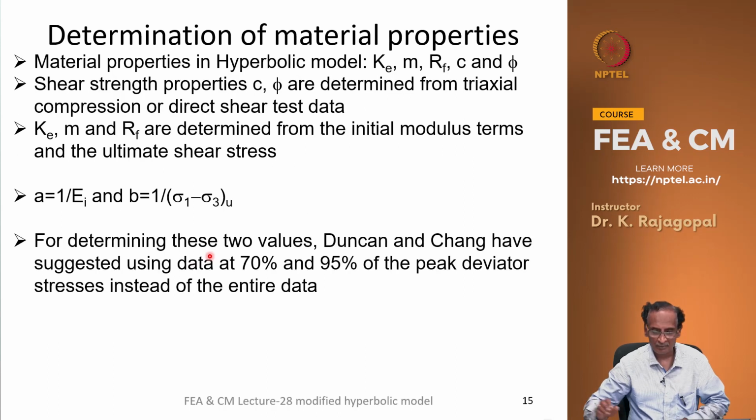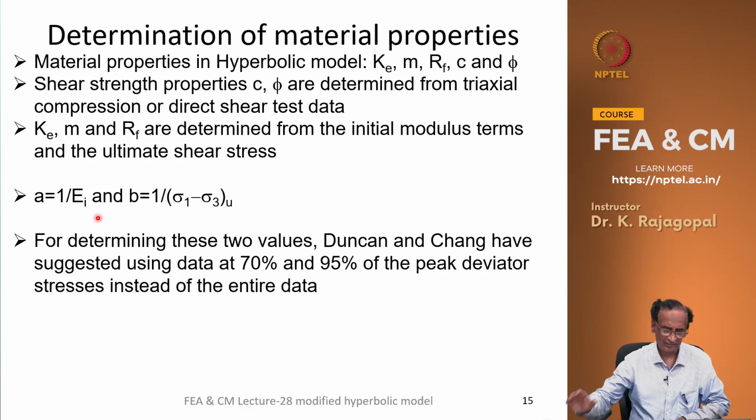So, our material parameters for the hyperbolic model are Ke, M, Rf, C, phi, and then our Kb and N. C and phi can be determined from triaxial compression tests or direct shear test data, and Ke, M and Rf are determined from the initial modulus terms and the ultimate shear stress, which I will explain.